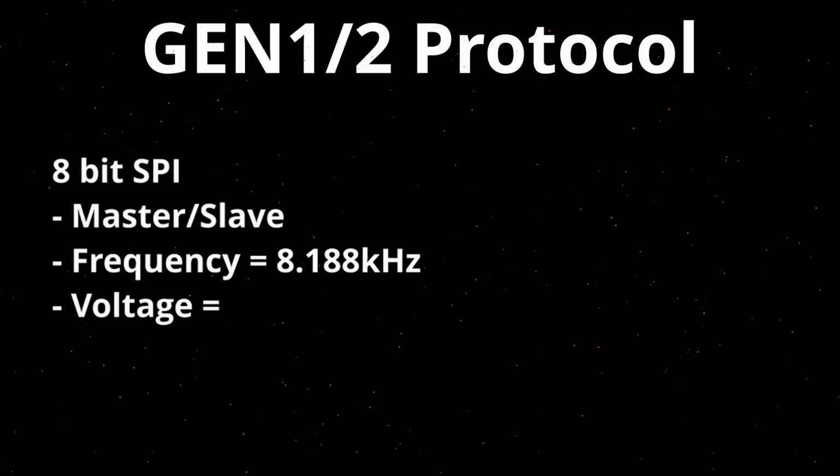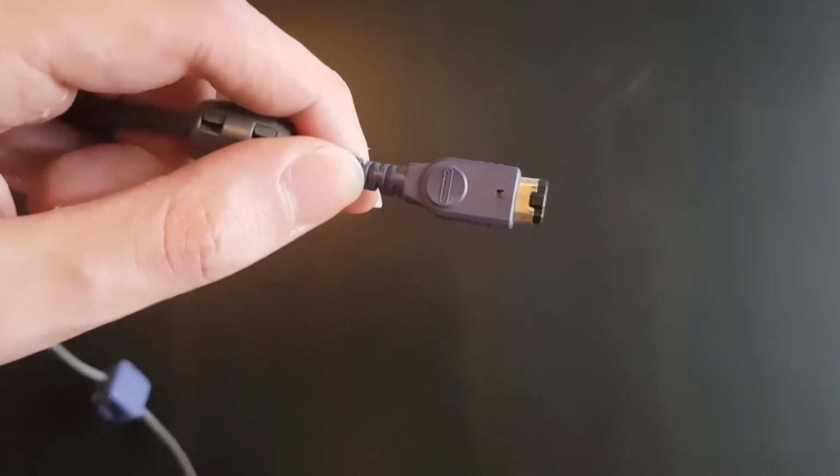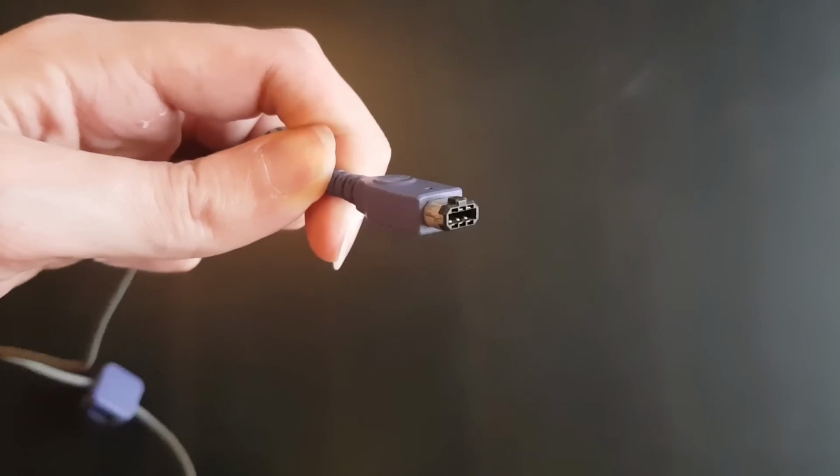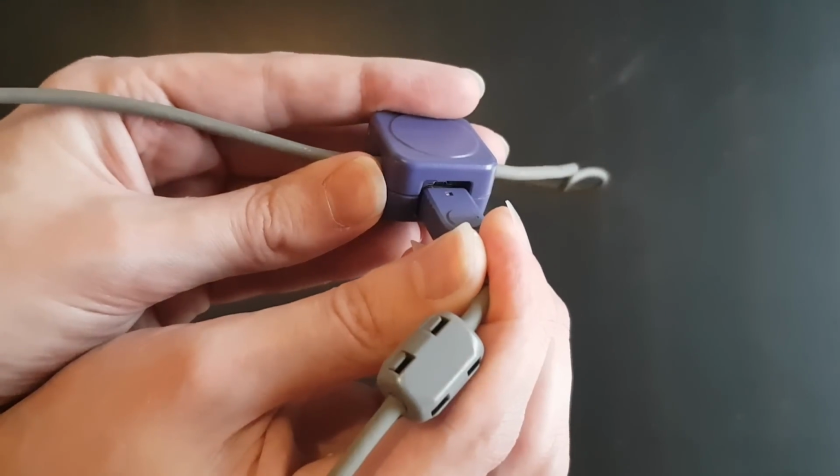One last thing to note about this protocol is that the signals are sent at a 5-volt voltage. Next up is the cable for the GBA. As we know, things changed with this cable to make it possible to communicate with up to 4 players.